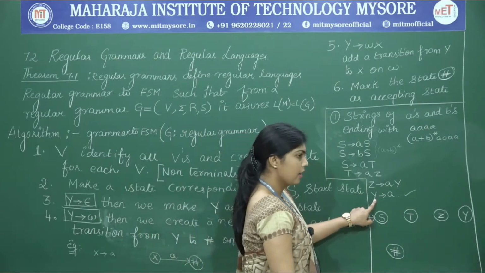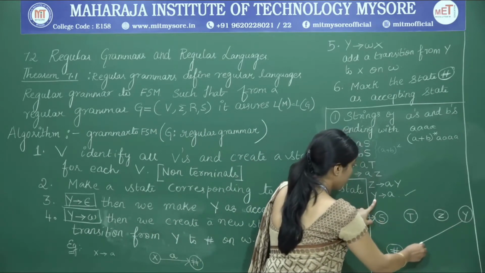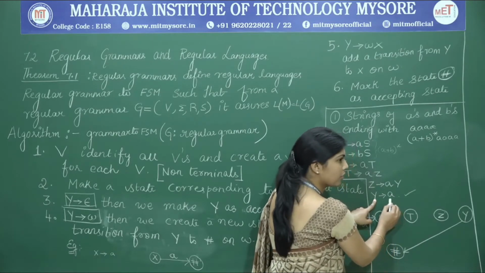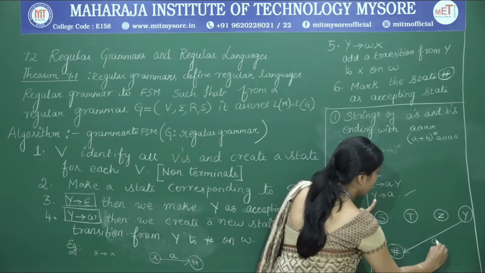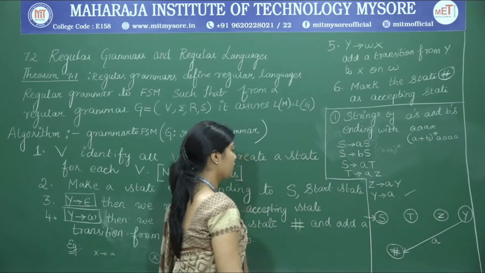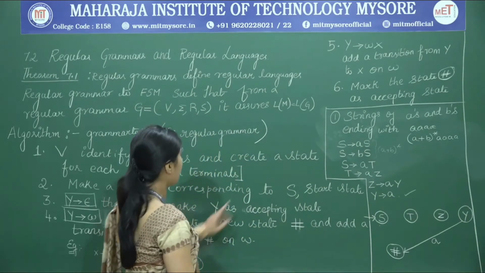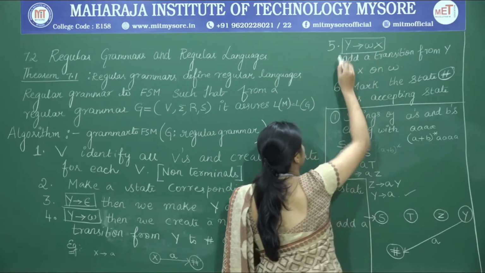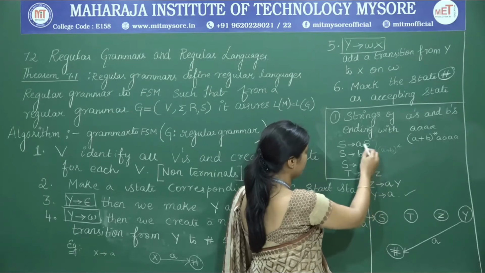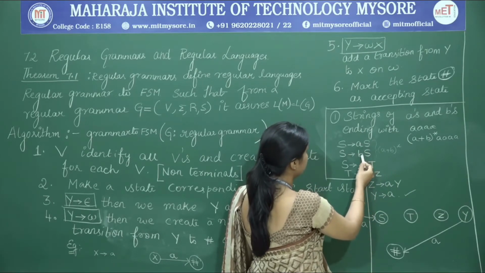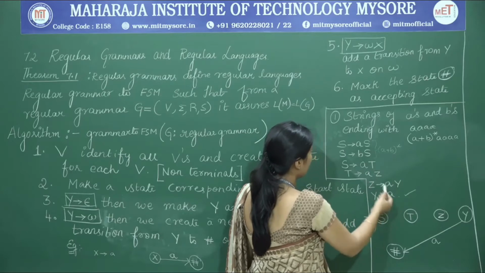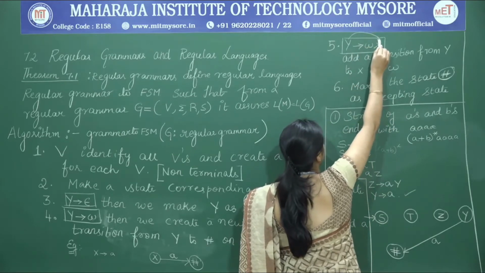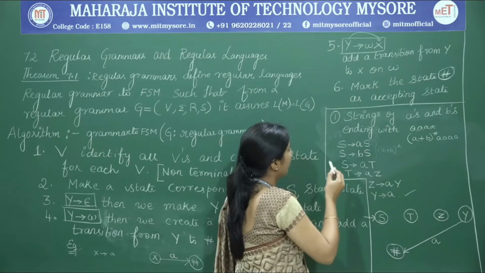So from Y you have to add a transition to hash, and what is the symbol? What is the w here? w is nothing but a, so we write a on the transition. Next, for every production in the form of Y goes to wX, and all the rest of them are in the same format, what are we going to do? Add a transition from Y to X on w.